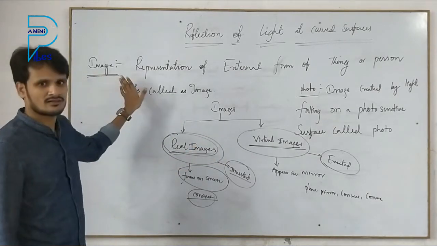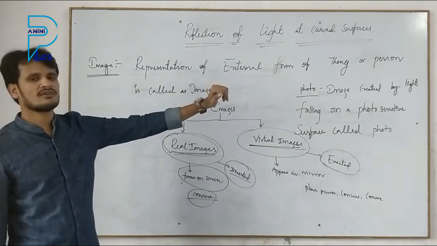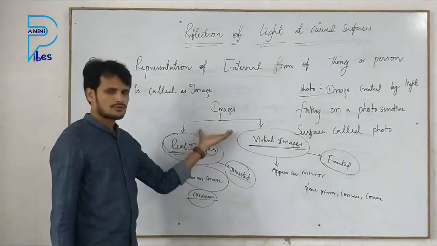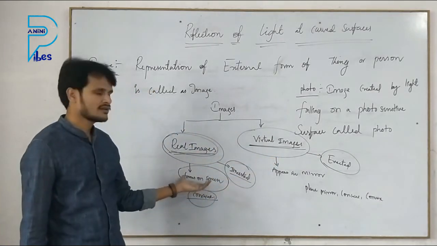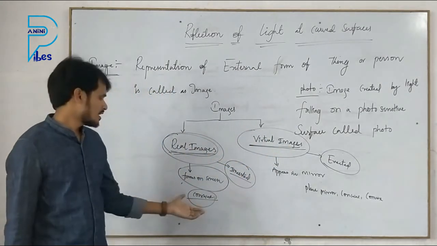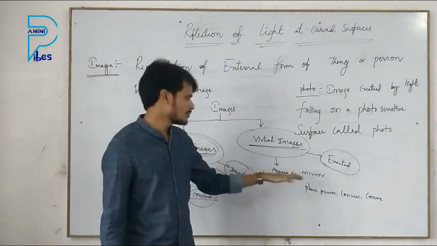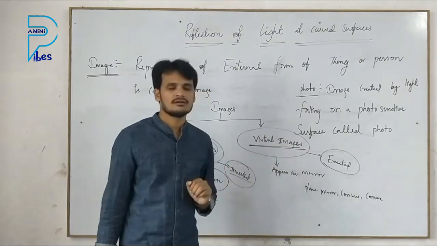This is the topic about images. Once again I am repeating, the representation of the external form of a thing or a person is called what? Image. Basically images are of two types. What are they? Real images as well as virtual images. Which form on a screen? Real images. Which appear in a mirror? Virtual images. Real images are captured by a concave mirror. Virtual images can appear in a plane mirror, concave mirror as well as convex mirror.